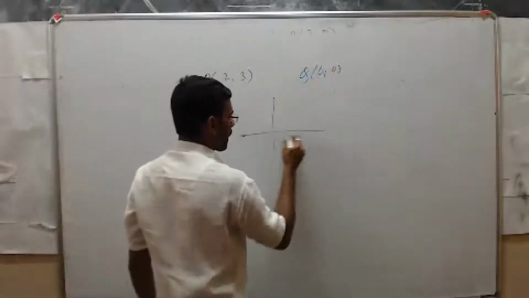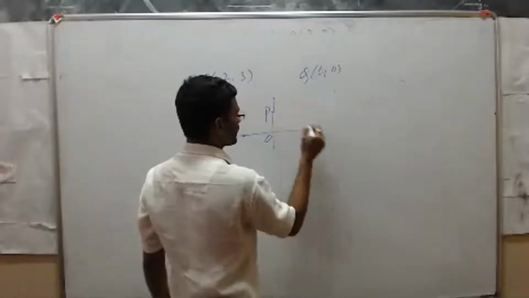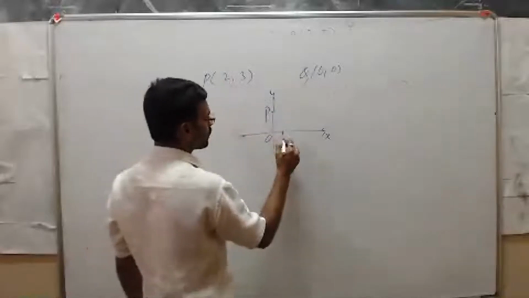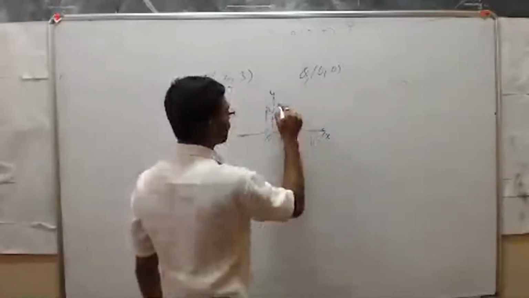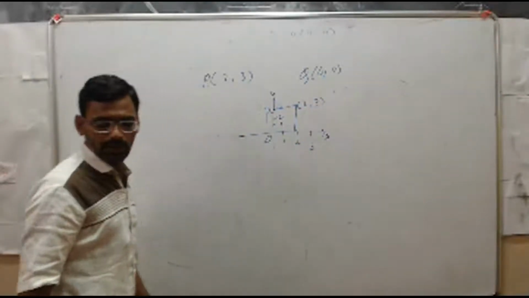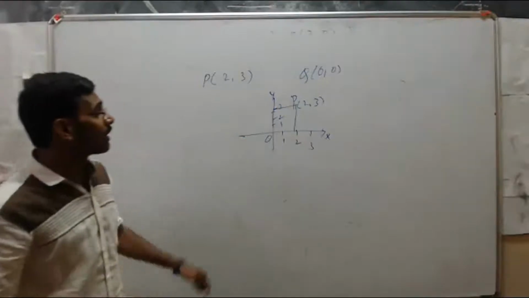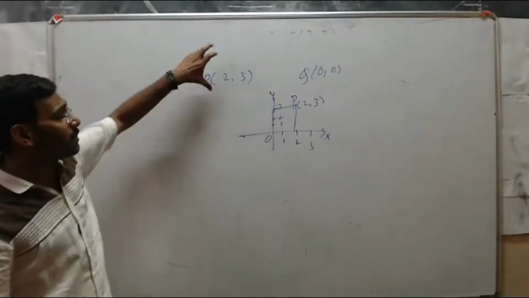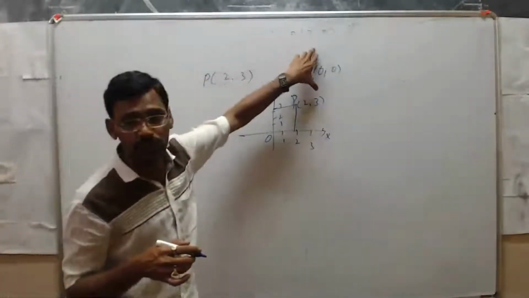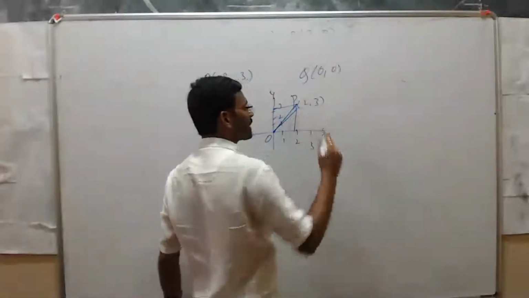Sorry, it is X, Y. The position of P: X value is 2, Y value is 3. The position of P is 2, 3. Then the distance of one point from the origin. Now the point is P. From the origin, what is the distance of OP? It is very important, the distance of OP.